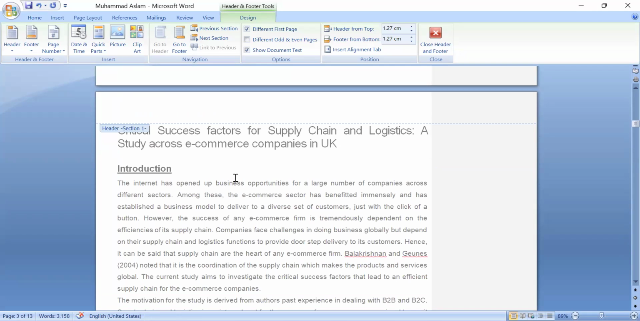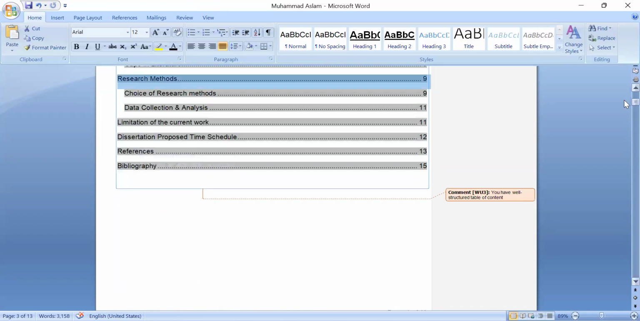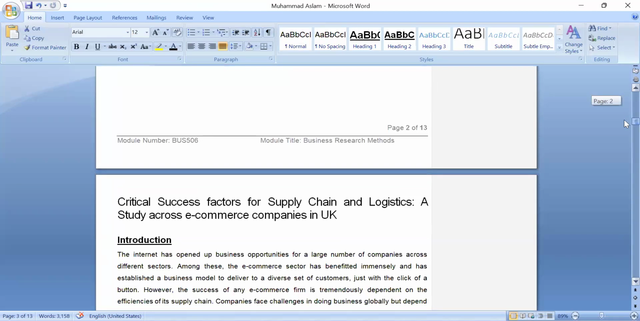So let's see, this research is about the topic we're looking at first. Critical success factors for supply chain and logistics, a study across e-commerce companies in the UK. So we're looking at the introduction of this. You can pick any topic of your choice, guys. It's not hard and fast. I'm just telling you.